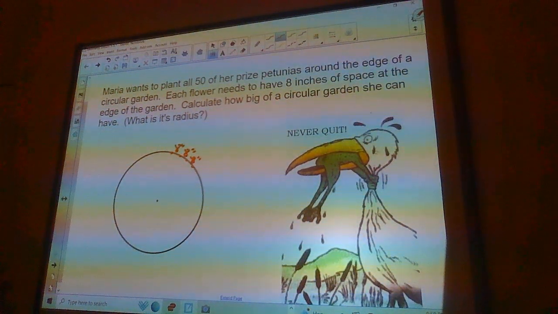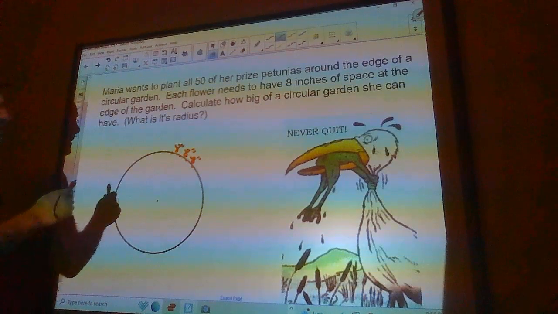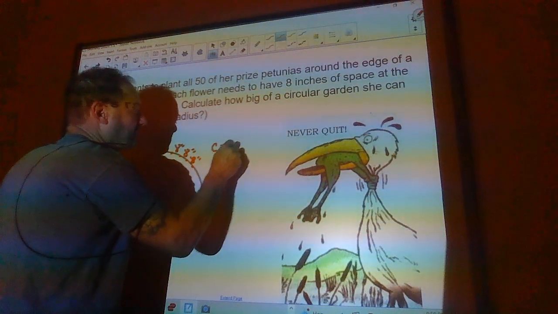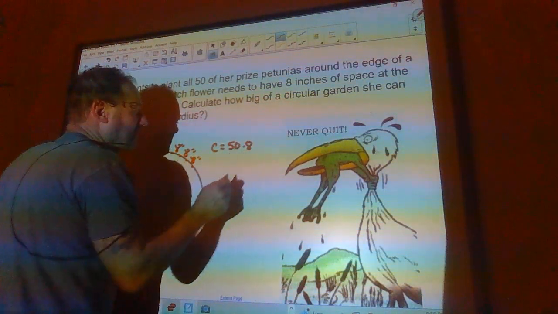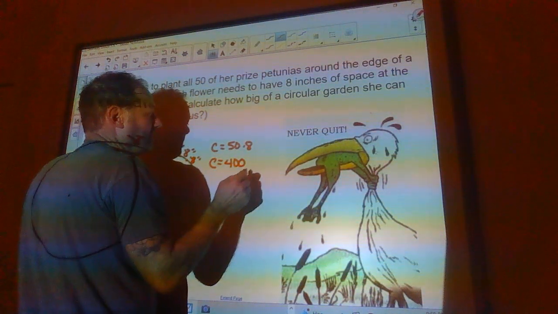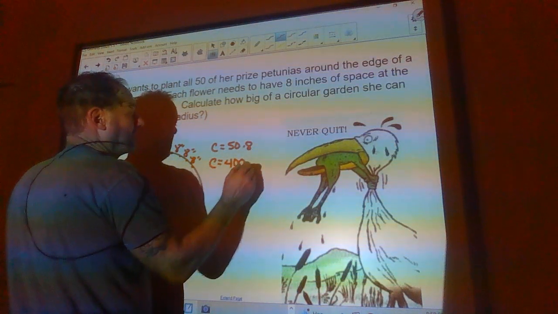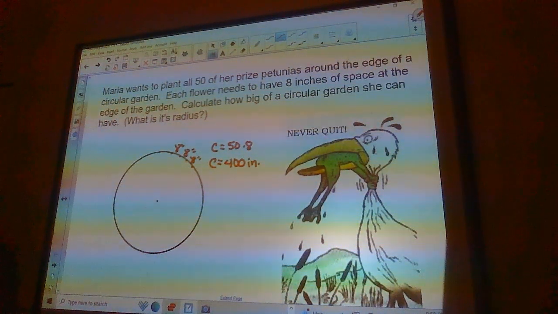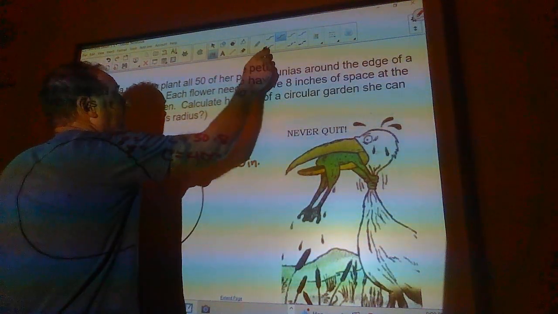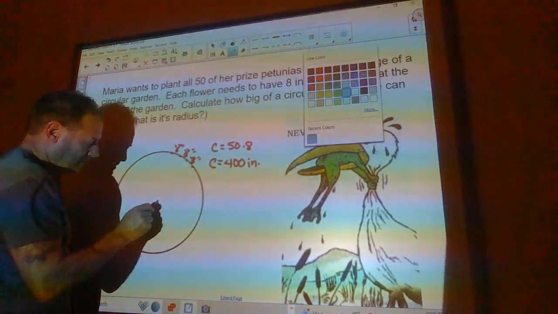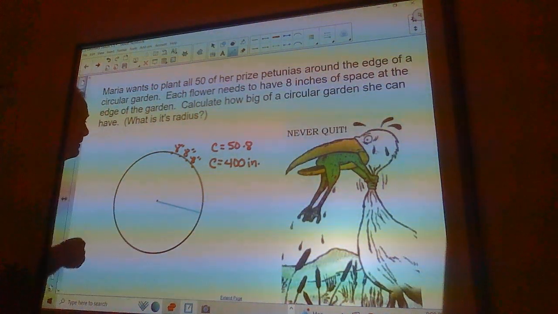Okay, so then we can calculate the circumference of the circle, because the circumference is going to be 50 times 8 inches, which is going to be 400 inches. Okay, so that's my circumference. Now, we want to calculate the radius from that. So we're going to want to know what is that length right there.